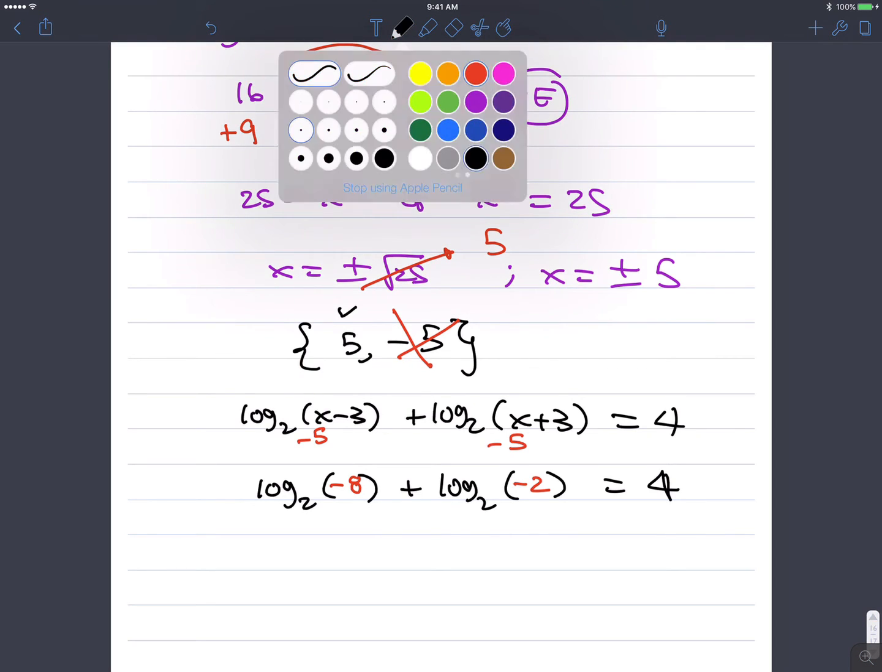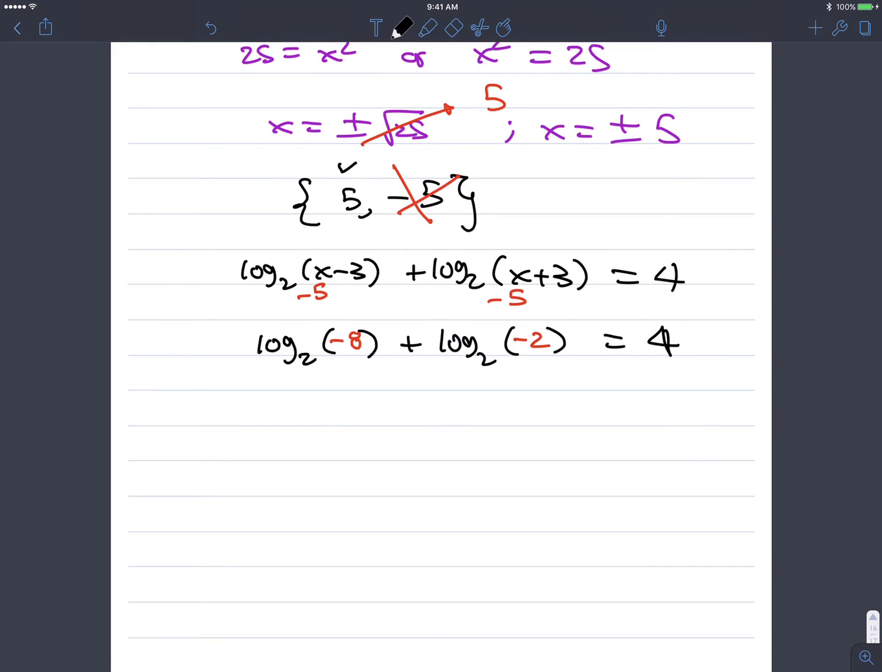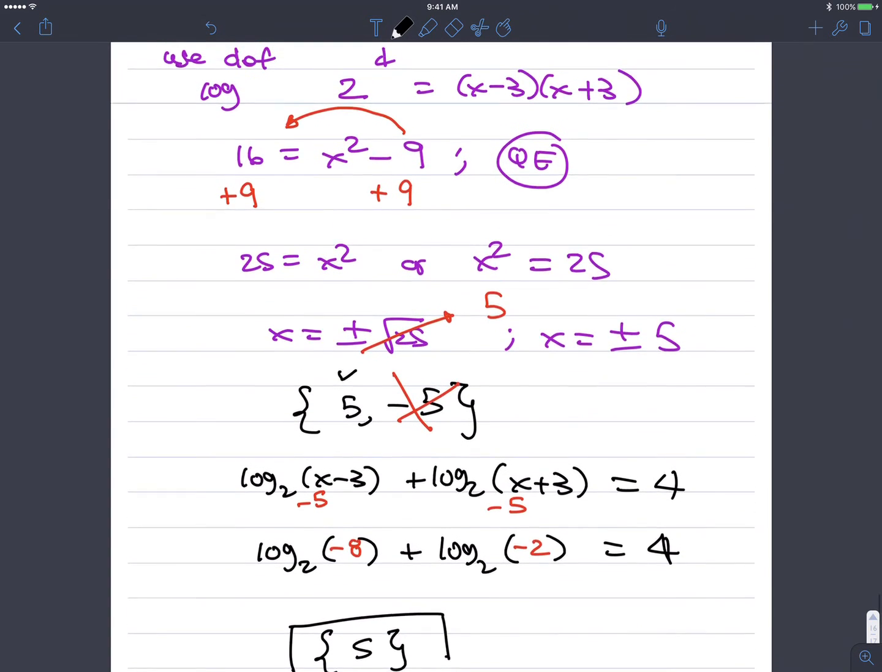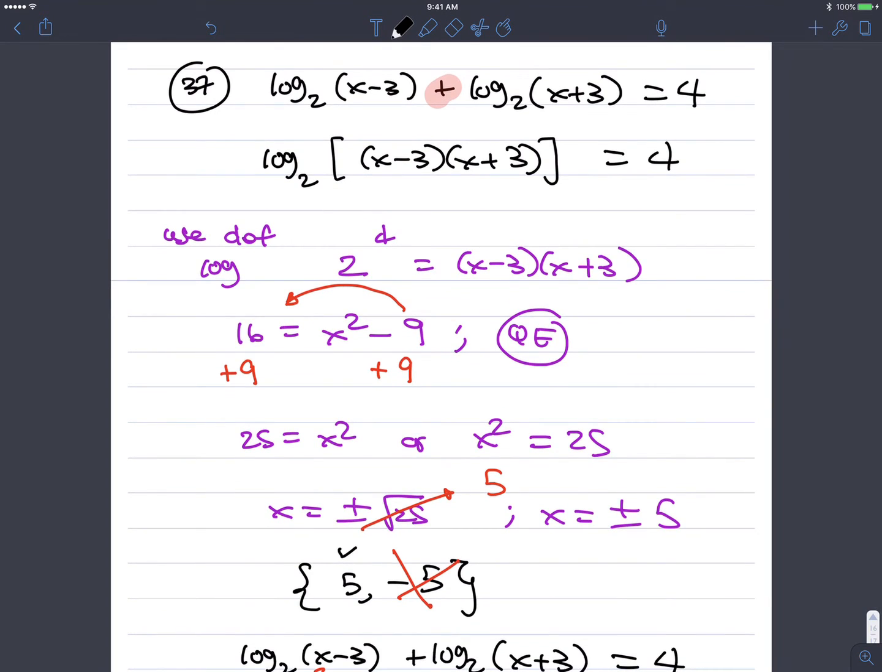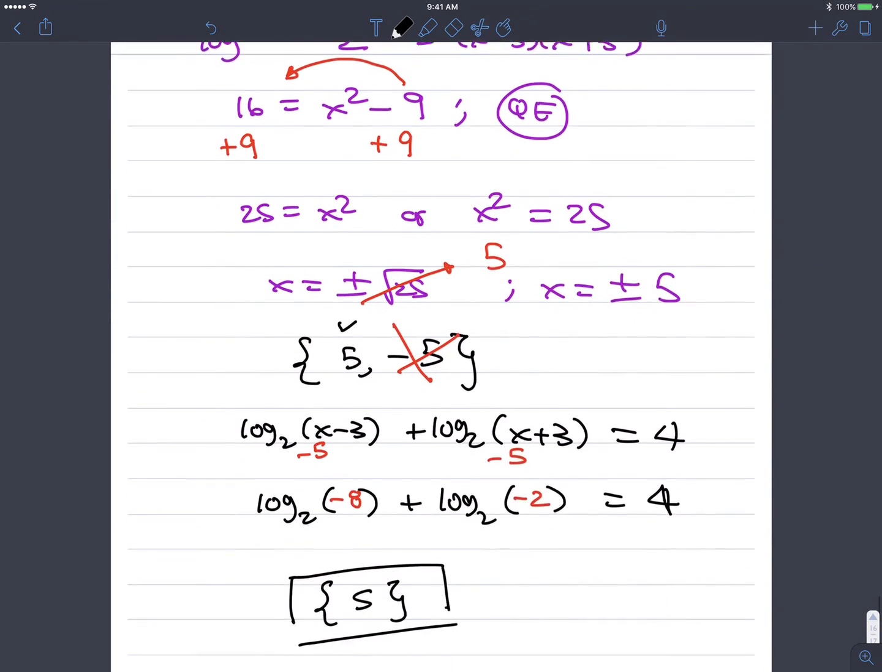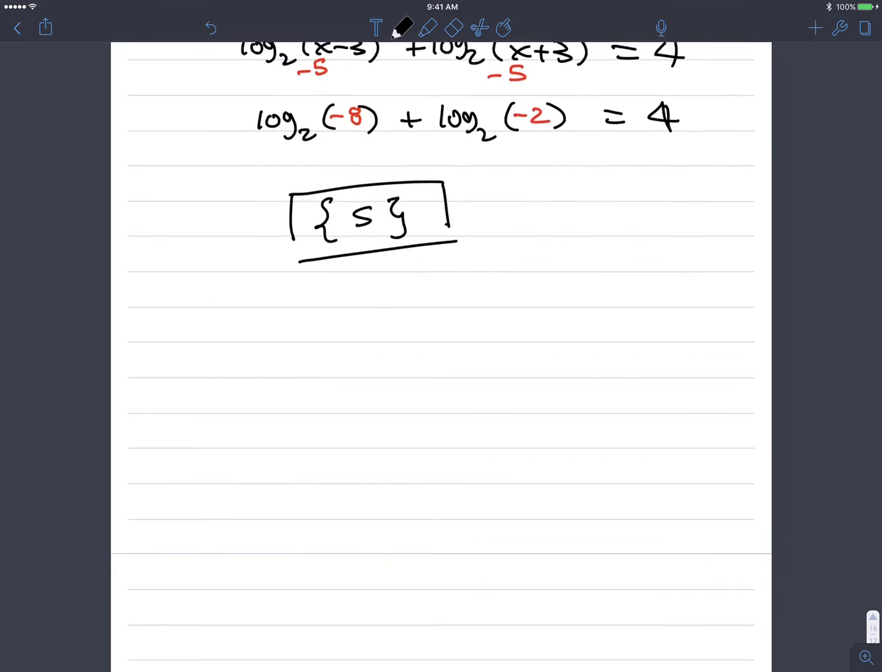So the only solution, if you really look in the back of the book, you'll see the simple 5 there as your solution, and that's the only value that x can be, which is positive 5. It's the only solution to number 37. Okay, so that's every detail. We do have to check, and sometimes we have extraneous solutions, so we have to double check.